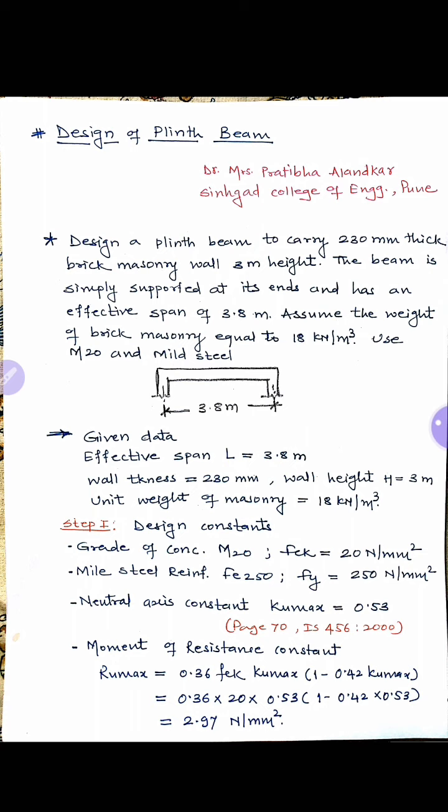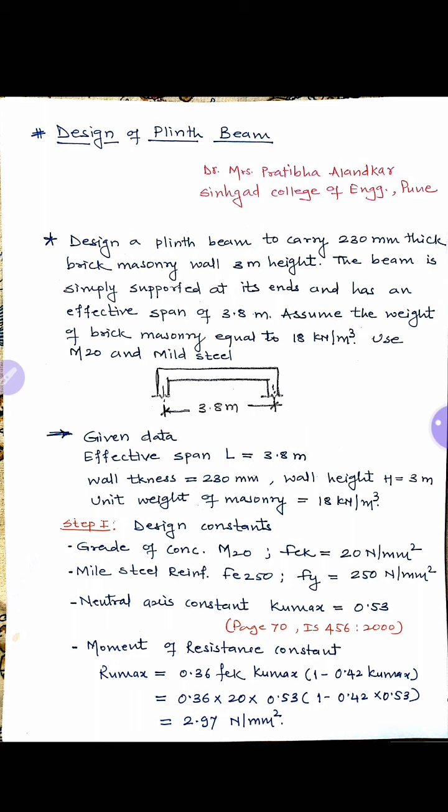We have to use M20 and mild steel. Mild steel means it has a grade Fe 250. Now let us start with the solution. What is our given data? Effective span L 3.8 meter.